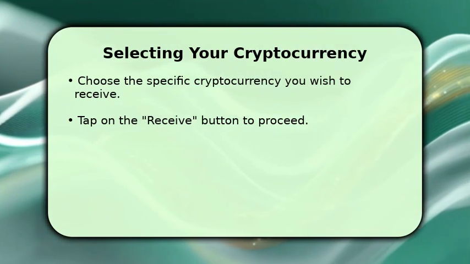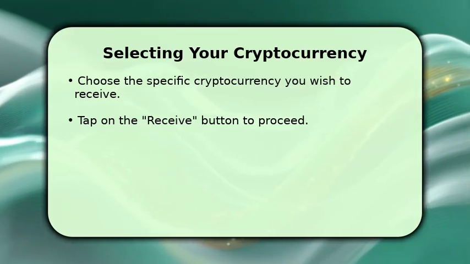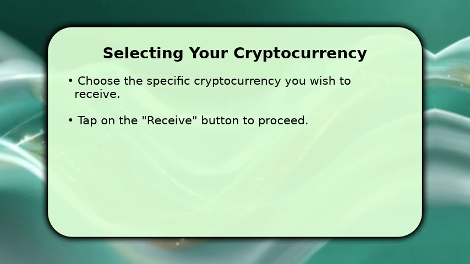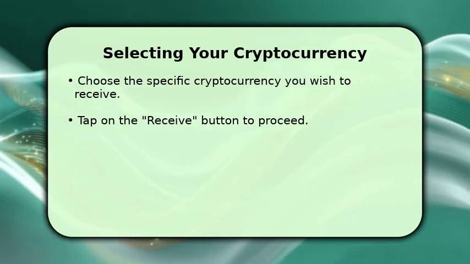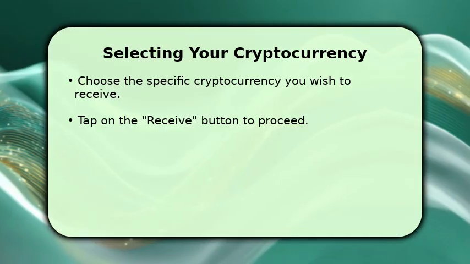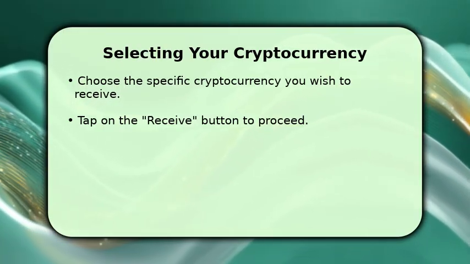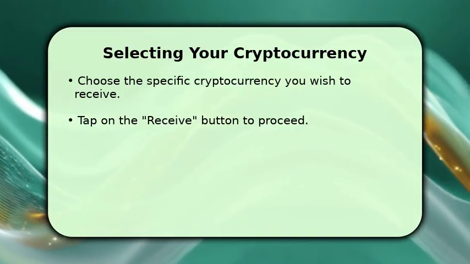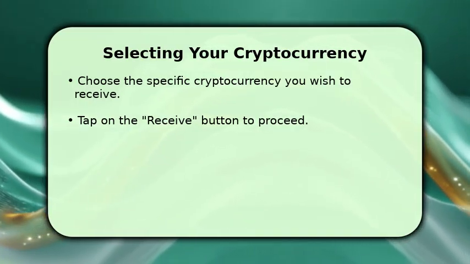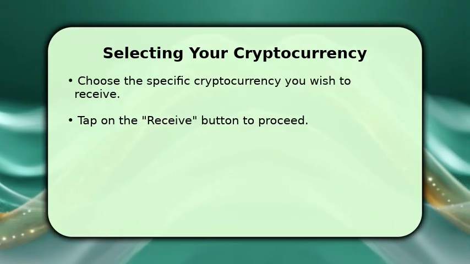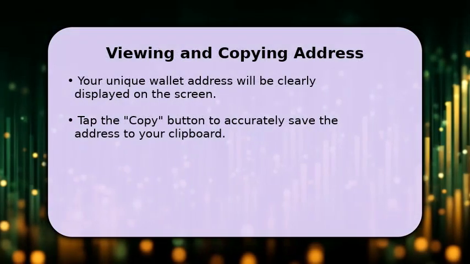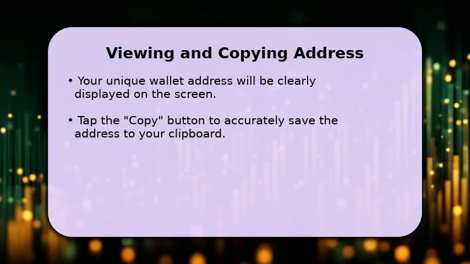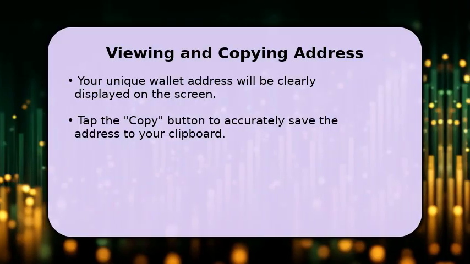Once you are in your cryptocurrency portfolio, you will see a list of your digital assets. Select the specific cryptocurrency for which you need the wallet address, such as Bitcoin or Ethereum. After selecting your desired asset, look for and tap the Receive button. This action will prepare the system to display your unique receiving address for that particular coin. Upon tapping Receive, your unique Robinhood wallet address for that specific cryptocurrency will appear on your screen.